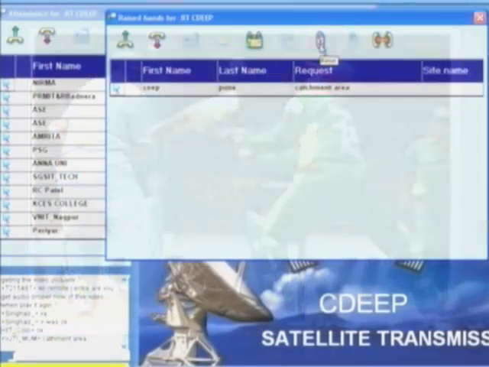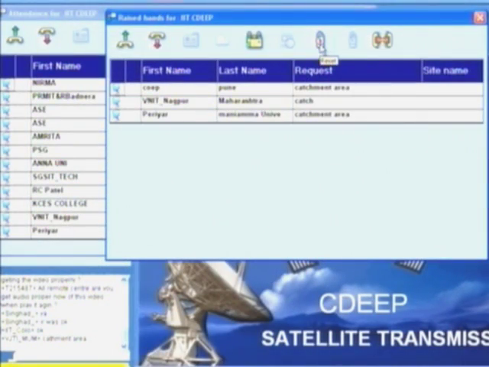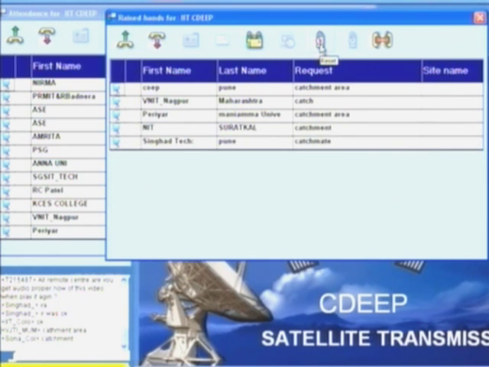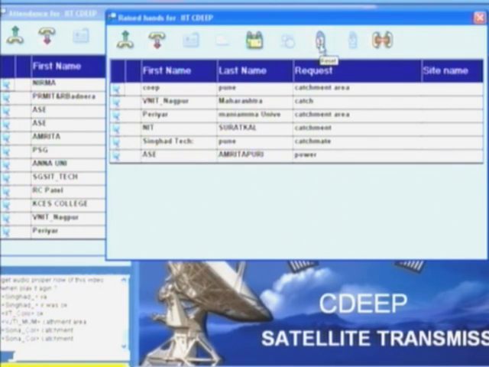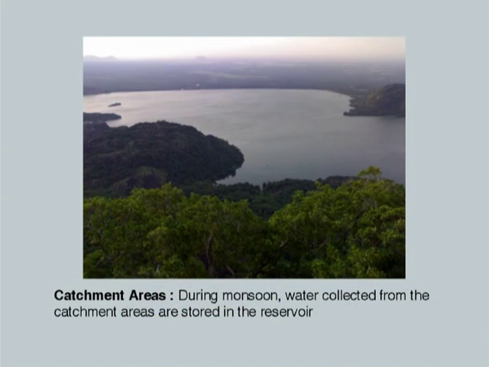Any guess? What term in a hydroelectric power plant would this picture indicate to you? Excellent. COEP, VNIT Nagpur, Periyar, all of them have given the right answer, but let's recognize COEP has given it first. Yes, it is catchment area. During monsoon, water is collected there. That's the picture of a catchment area.